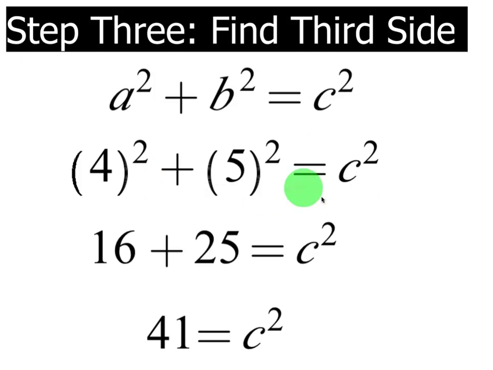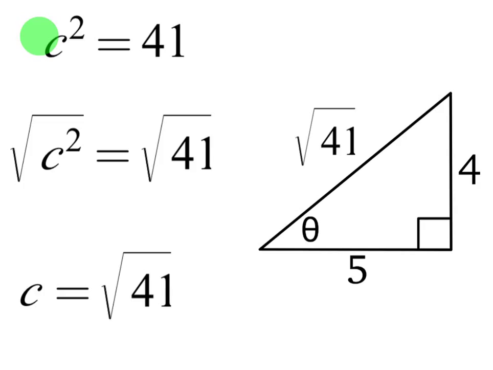Now this is not a Pythagorean triplet, so when we take the square root of this, it's not going to come out evenly. We just get the square root of 41, right? So that is our hypotenuse. Square root of 41 is a little bit bigger than 6, because 6 squared is 36, and a little smaller than 7. But that's all we need to figure out cosine, right?